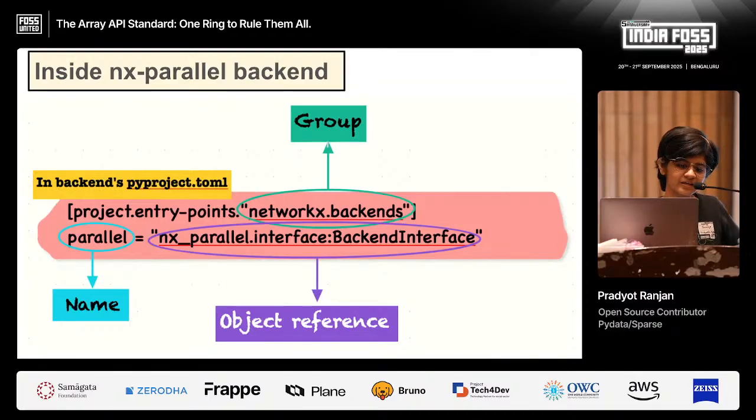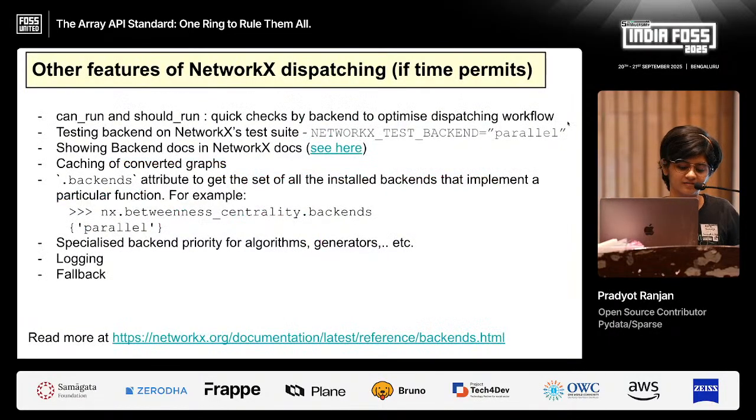And this is how it looks on the NX parallel side, how you define an entry point to let the main NetworkX library know that NX parallel is a backend. And these are some more features.